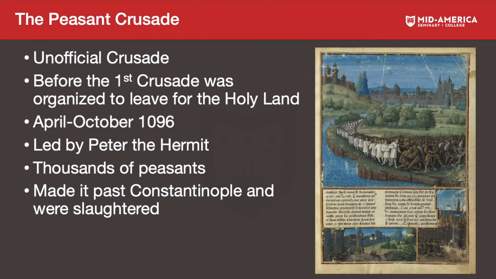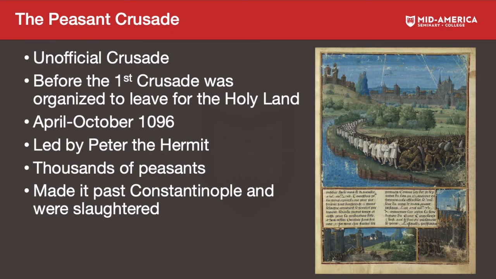Okay, so now we're going to get into a couple of the Crusades. The first one we're going to look at is called the Peasant Crusade. This is an unofficial crusade because it takes place before the First Crusade. The First Crusade was being organized, and it takes time to get all of this together, to get all the knights and all the equipment and all the things they need to take to get going. In the meantime, there's this peasant crusade. It takes place from April to October of 1096, and it's led by a guy named Peter the Hermit. Thousands of peasants begin to follow him.